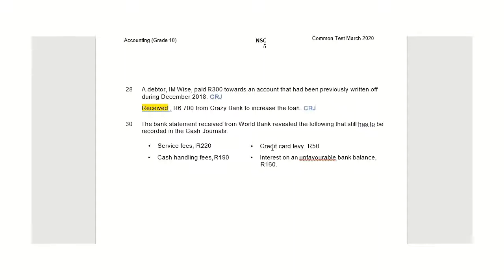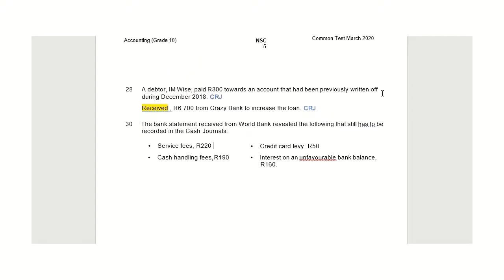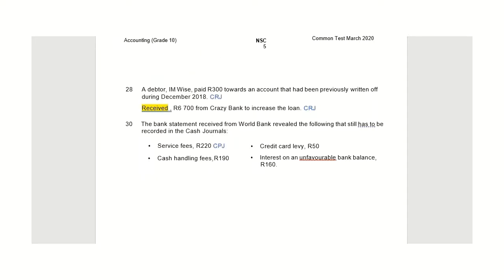Cash handling fees, credit card levy, but not interest. So all three of those are bank charges that we pay them, so they will all go to the CPJ. We look later on how we will handle them. Because the bank deducts it from our account, it's like a payment, but it is just a direct payment.